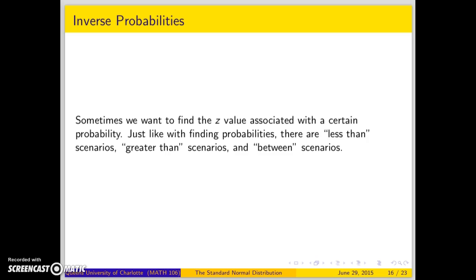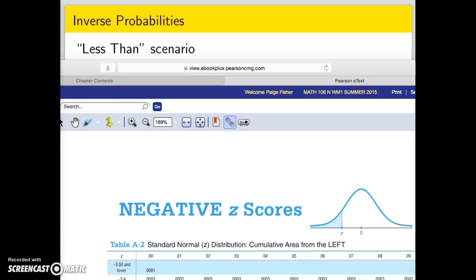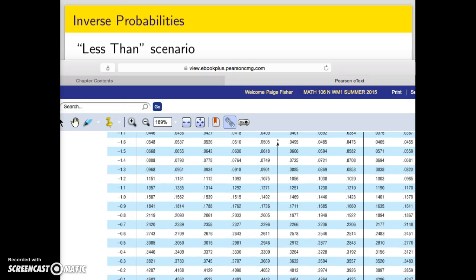So if we look at the less than scenario, this would be finding the z value so that 20% of the area is less than. So let's look at the standard normal distribution table again. We're going to go to the negative side and 20%. Negative side because it's less than 0.5. So we're looking for the closest value in the middle to 0.2 or 20%.